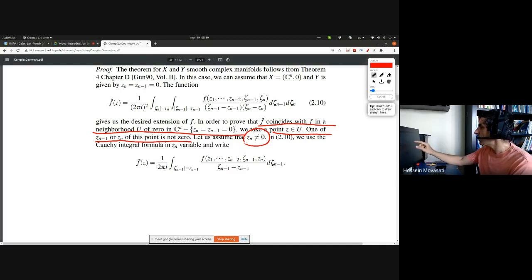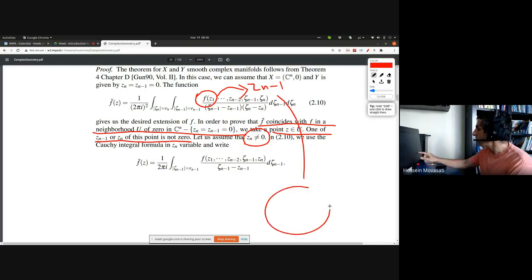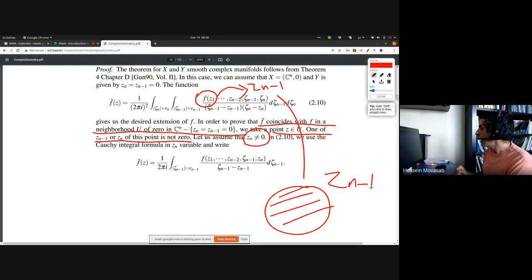Since Zn is not 0, this function f as a function of Zn minus 1 is holomorphic in the whole disk of Zn minus 1, because we have already taken zeta, let's say, let me say, okay, no. Well, let's try from the beginning.